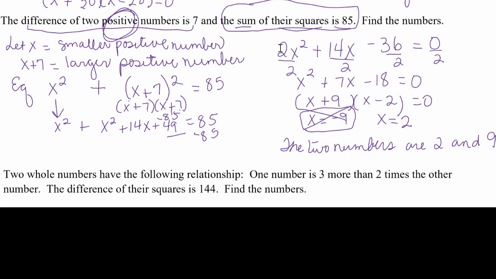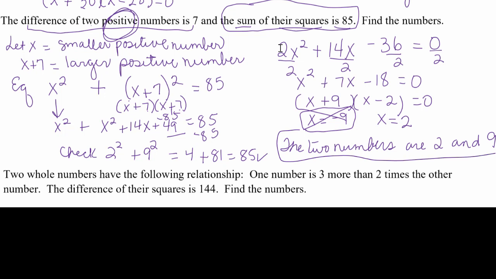And now let's check this, because it says that if we square these two numbers and add them together, we should get 85, right? So let's check that here. 2 squared plus 9 squared, we're supposed to get 85. So 2 squared is 4 and 9 squared is 81. And yep, that's our 85. So that definitely checks. So our two numbers are 2 and 9.